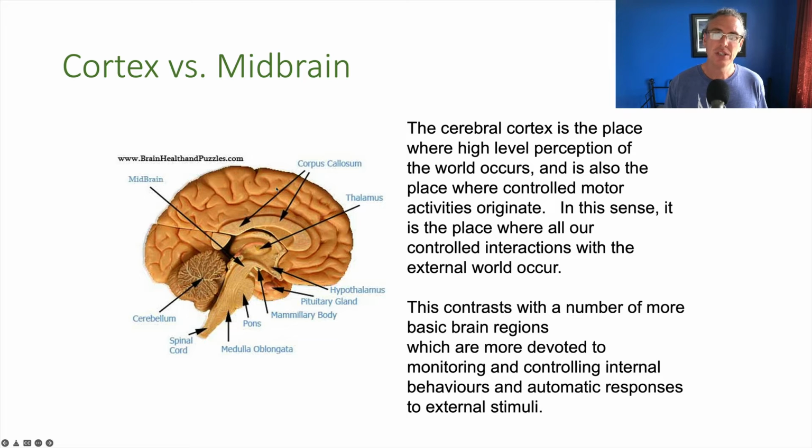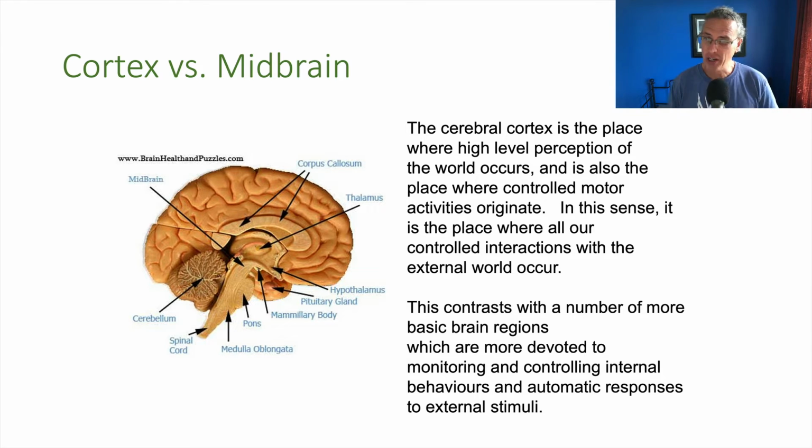For the rest of this, we're going to talk a little bit more about the actual cortex, the cerebral cortex, the area around the outside. And the first thing, this is the place where high-level perception of the world occurs, and where we get input from the world. It's also the place where we decide what to do with that input, and then output. We do things to the world, right? We manipulate the world. So yeah, we get input, but we also decide how we're going to behave. So in that sense, it's where all of our real controlled interactions with the external world occur.